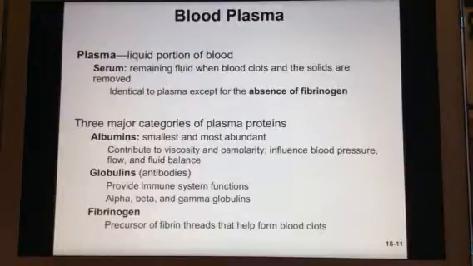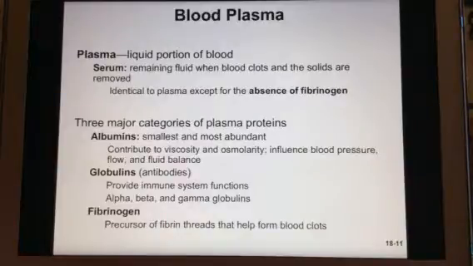The second plasma protein are globulins. They are antibodies. They provide immune function, and they are broken down into alpha, beta, and gamma globulins. I really just need you to memorize globulins, not the three types. We'll have enough to memorize in this chapter.